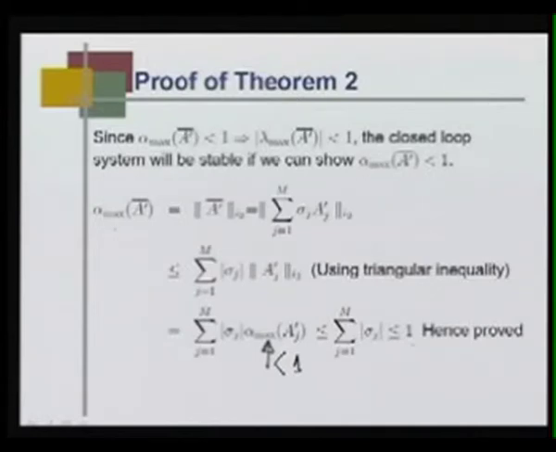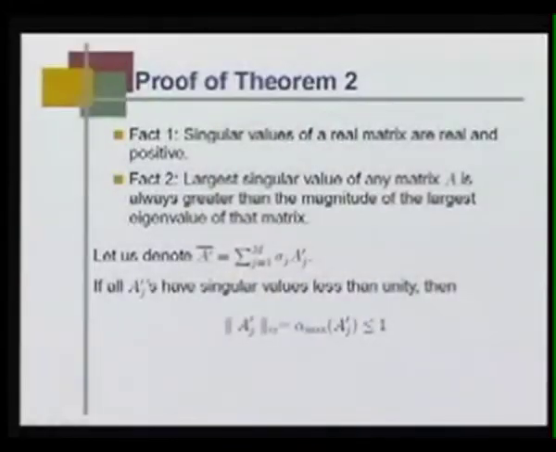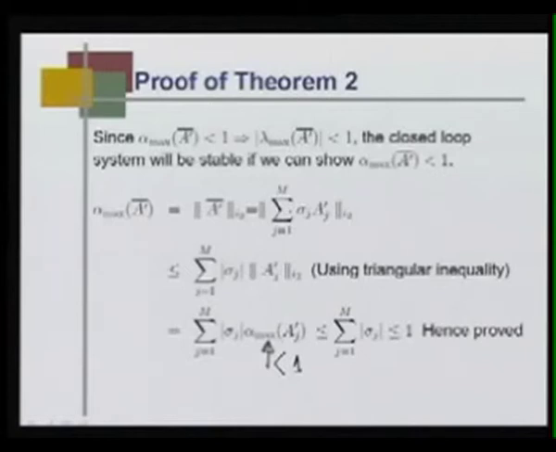So, alpha max, the largest singular value of A dash, is also less than 1, and we have already said earlier that the largest singular value of any matrix A is always greater than the magnitude of the largest eigenvalue of that matrix. So, since we proved the largest singular value of A bar is less than 1, it means the largest eigenvalue of A bar is also less than 1, and for the discrete time case the magnitude of the largest eigenvalue should be less than 1, it should be within the unity circle. You know already that given a discrete time system, the poles should be within the unity circle.